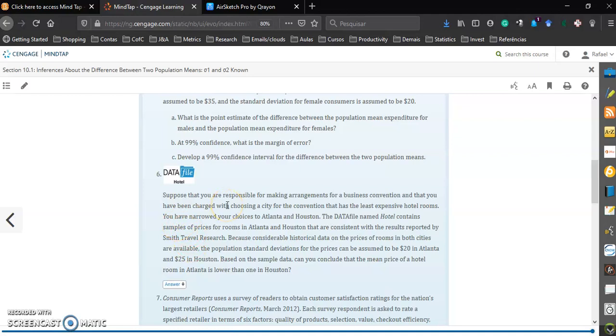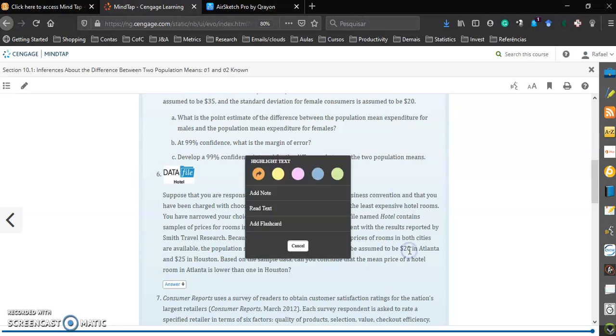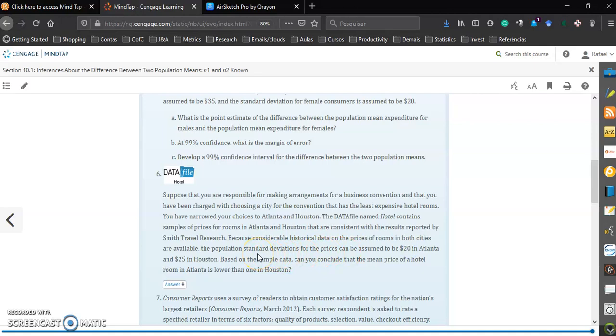Okay, so this problem is this: suppose that you're responsible for making arrangements for a business convention and you have to choose between two cities. You have Atlanta and Houston. We have the data in this file. Okay, so in the data, we have Atlanta and Houston, and this is very important because considerable historical data on the prices of rooms in both cities are available. The population standard deviation for the prices can be assumed to be 20 in Atlanta and 25 in Houston.